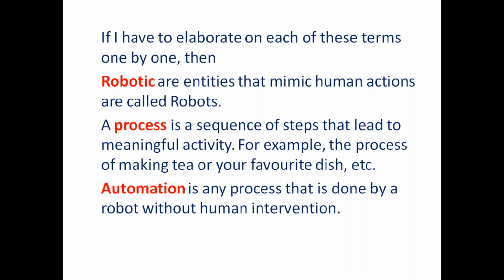What is a process? A process is a sequence of steps, just like a program. Just like we can design making a tea or making a favorite dish. So what does automation mean? Automation is any process that is done without human intervention.